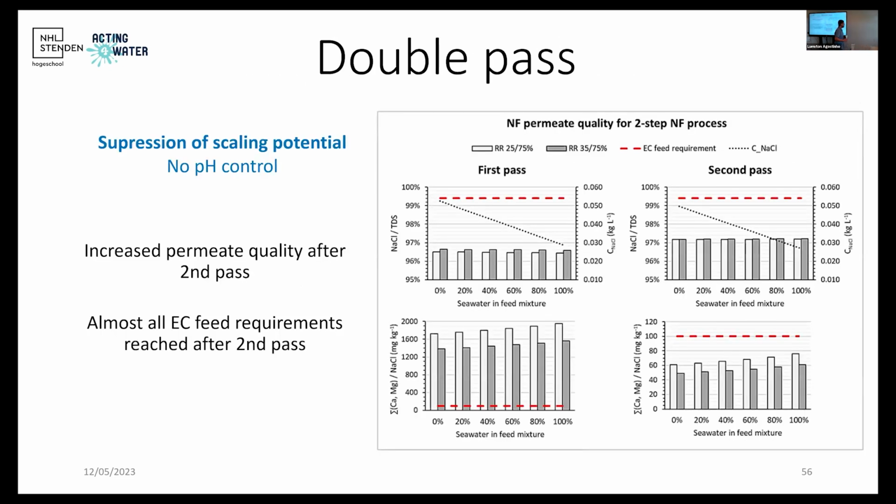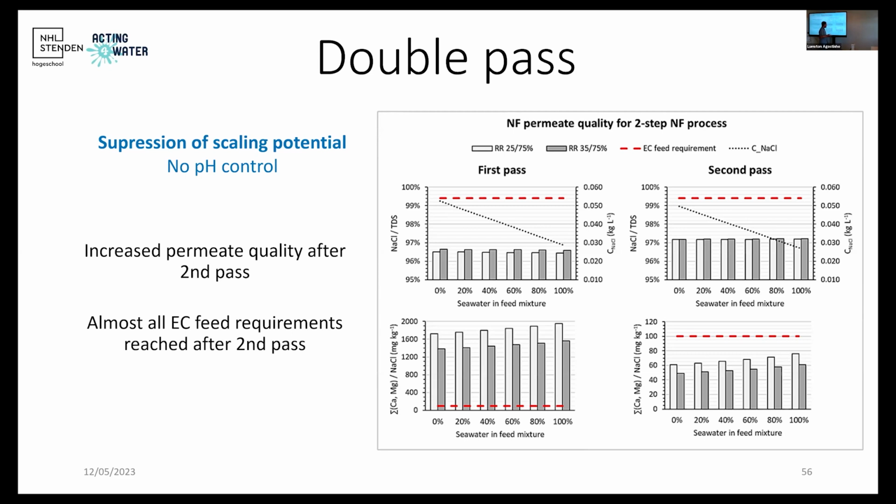And then lastly, when you think about the double pass, so nanofiltration first step, followed by nanofiltration second step, you can see that in this case we actually are not that bad. With the seawater in the feed mixture, in the first step, the one pass, we were far below. But if you have a second pass, we can reach concentrations lower in the total amount of calcium magnesium per sodium chloride than is required for EC.